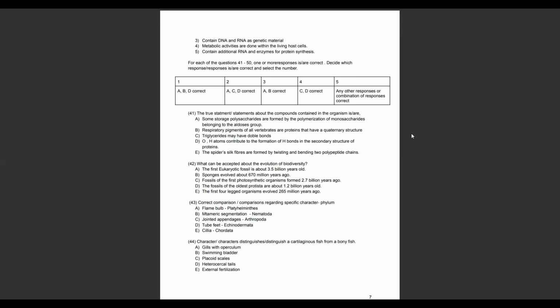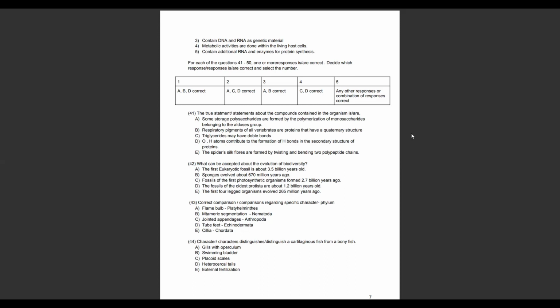Question number 43. Correct comparison or comparisons regarding a specific character and the phylum. Flame bulbs are found in the platyhelminthes, correct. Metameric segmentation in nematodes, no, it is found in annelids, that is incorrect. Jointed appendages in arthropods, correct. Tube feet in echinoderms, correct. Cilia in chordates, no. So the answer should be A, C, D, second answer.